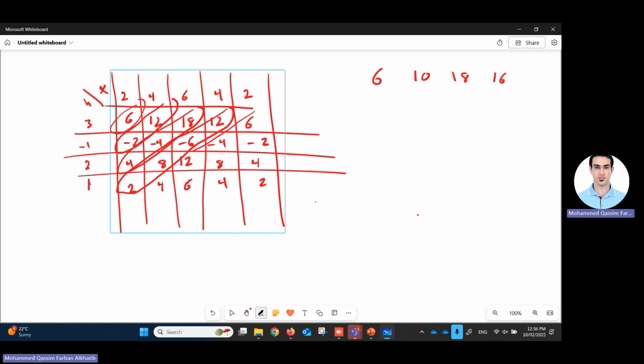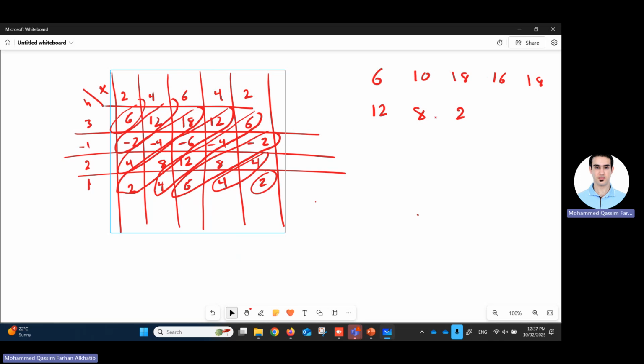And then we have this one here: 6 minus 4, that's 2, plus 12, that's 14, plus 4, that is 18. And then we have minus 2 plus 8, that is 6, plus 6, that's 12. I'm going to continue here: 4 plus 4, that is 8. And then we have the last component, 2.